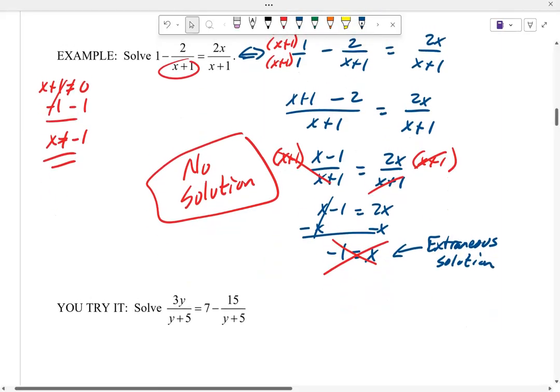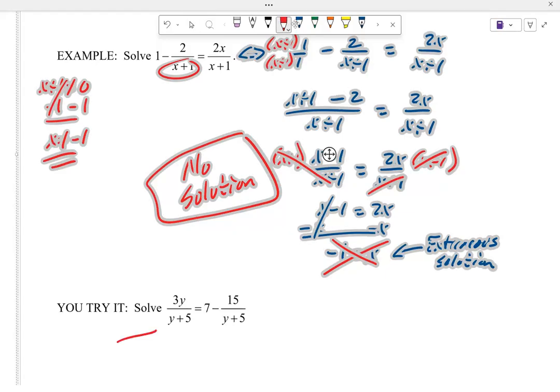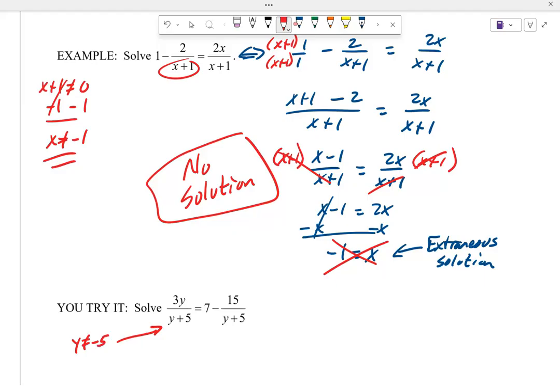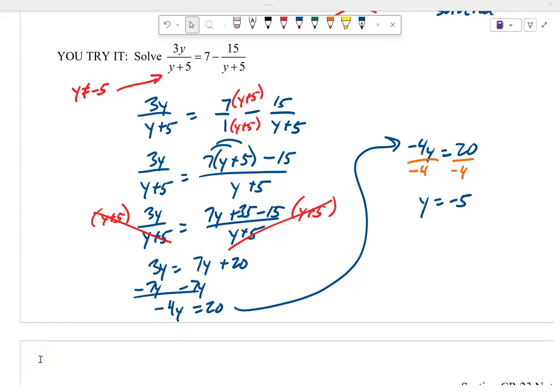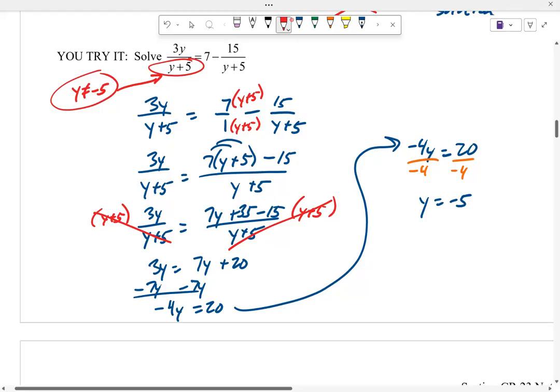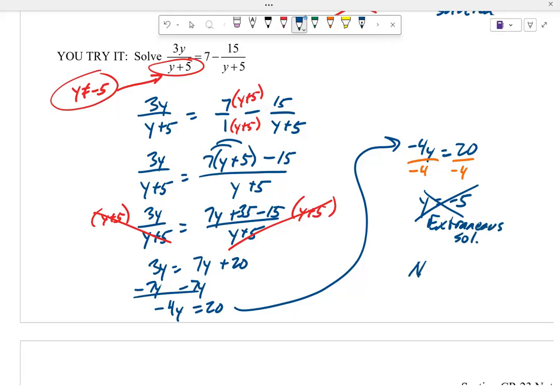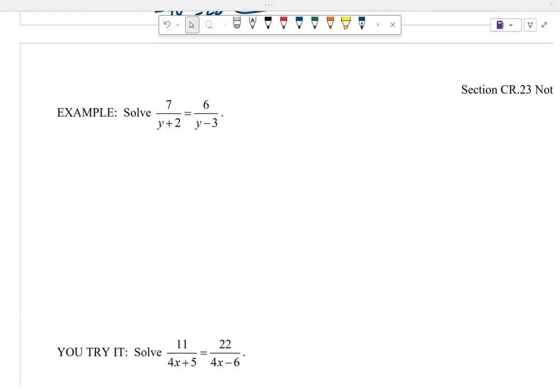Go ahead and try that next one. Think about what y cannot be initially. Hopefully you notice y cannot be negative 5, right? You better not have negative 5 on that one. If you did this problem, hopefully you noticed at the beginning that y cannot be negative 5. Well, if you work it out, it ends up appearing that y should be negative 5, but we know this is an extraneous solution. Y could not be negative 5. So similar situation as the last problem, we got no solution here.